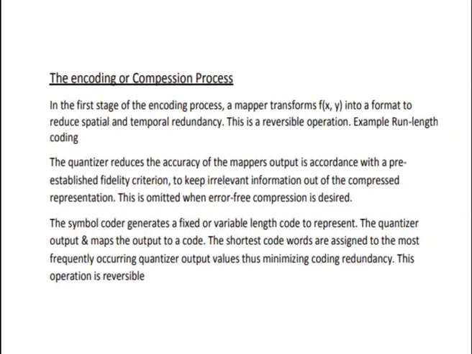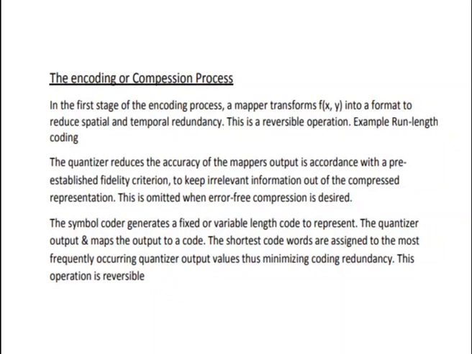In the third and final stage of the encoding process, the symbol coder generates a fixed or variable length code to represent the quantizer output and maps the output in accordance with the code. In many cases, a variable length code is used. The shortest code words are assigned to the most frequently occurring quantizer output values, thus minimizing coding redundancy. This operation is reversible. Upon its completion, the input image has been processed for the removal of each of the three redundancies.